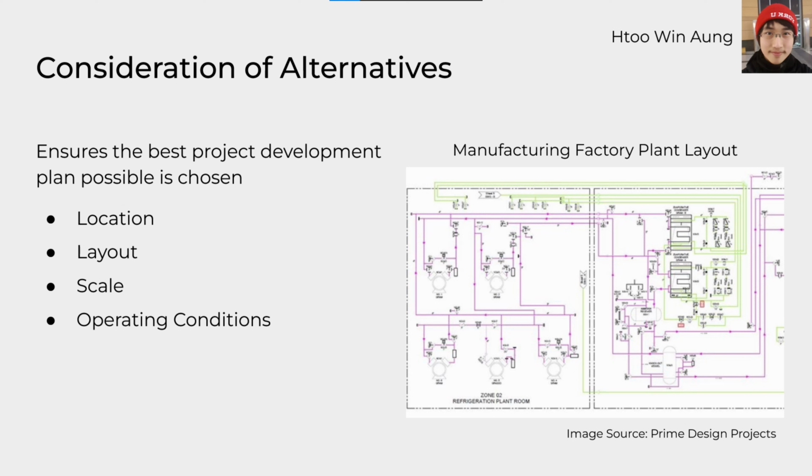You have to consider things like alternatives to features like location, layouts, scale, and operating conditions. Maybe the factory from the previous example can be constructed further away from farmland, or it can be designed with extra safeguards in place against pollution to offset the risk. Taking no action at all could even be an option if the current plan is considered to be better than all of the alternatives.